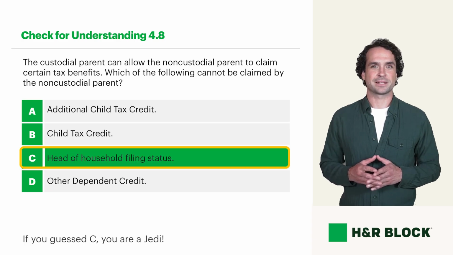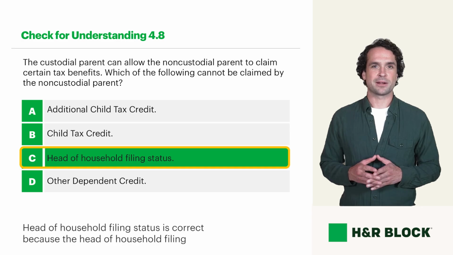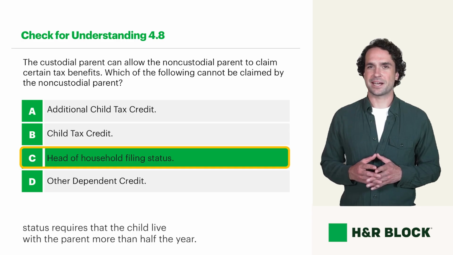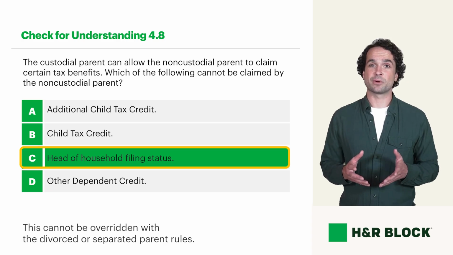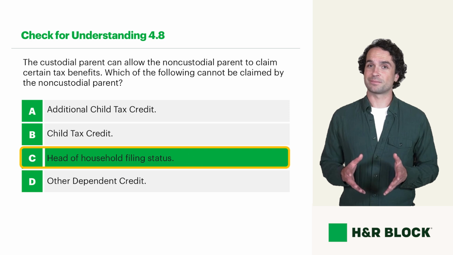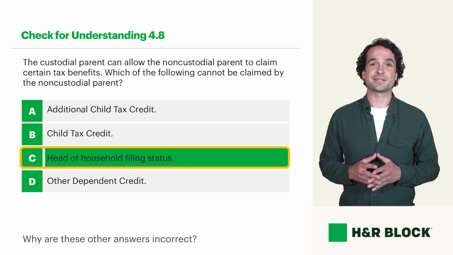If you guessed C, you are a Jedi. Head of household filing status is correct because the head of household filing status requires that the child live with the parent more than half the year. This cannot be overridden with the divorced or separated parent rules. Why are these other answers incorrect?